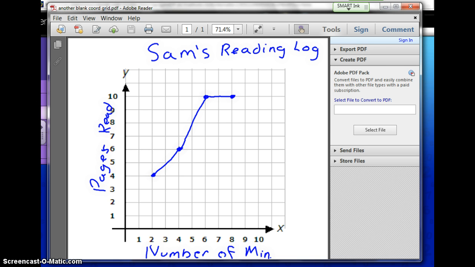Thank you, Cole. What could be a reason why it evened out? Why the first time he read for 6 minutes did he go 10 pages, and then he read for 8 minutes and he still read only 10 pages? Well, what could be a reason behind that? This is an opinion question, so I want to hear your opinion. Aaron P?